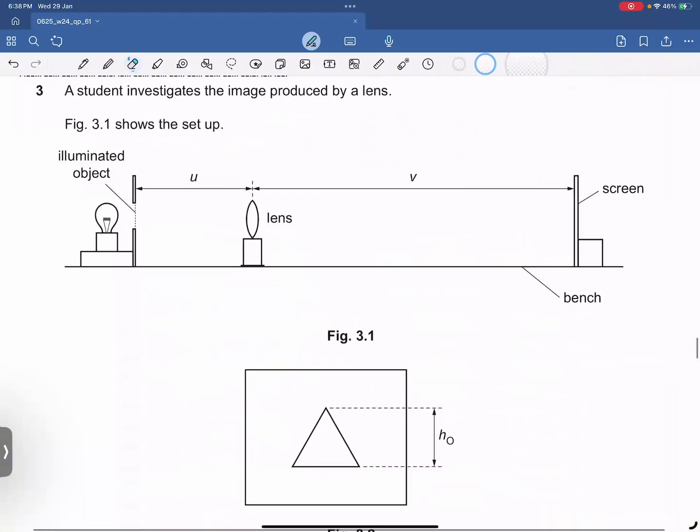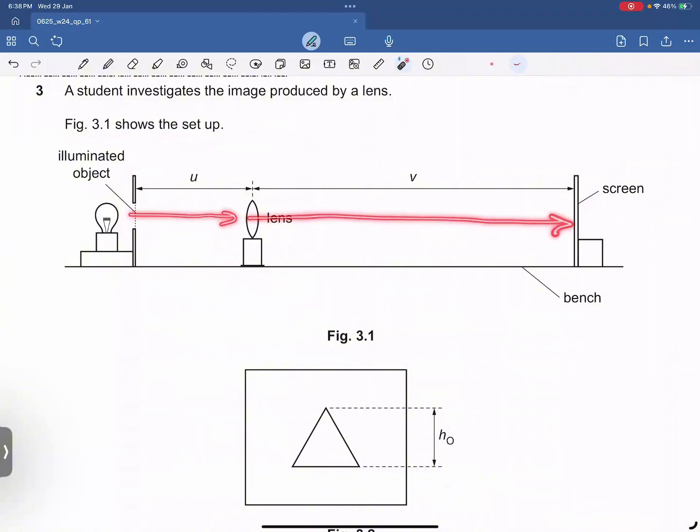Optical lenses, easy, my favorite. A student investigates the image produced by a lens. Figure 3.1 shows the setup. So you have an illuminated object, you have a lens, and you have a screen. From here, the image will be cast and produced by the lens and go to the screen.